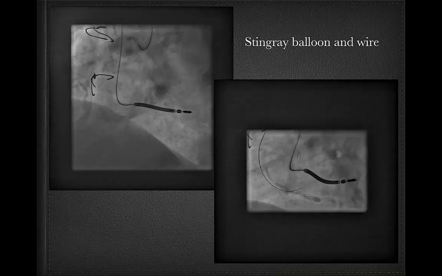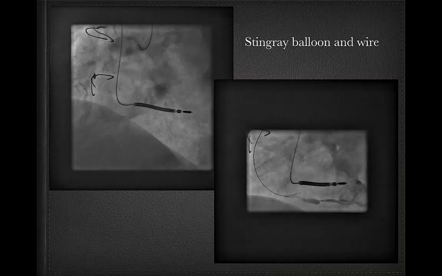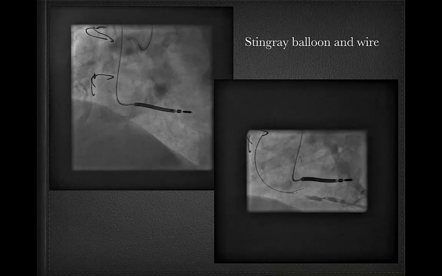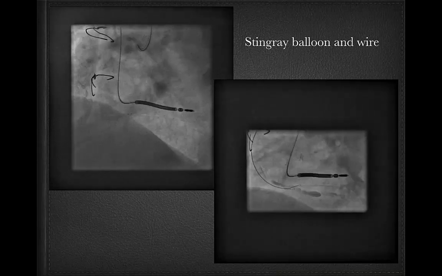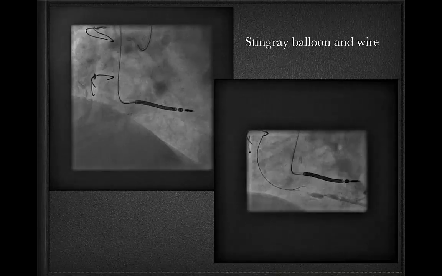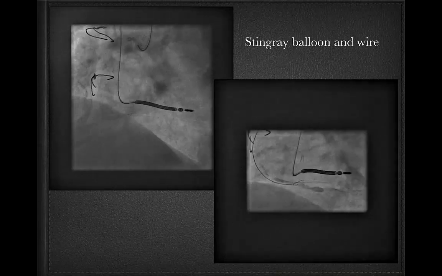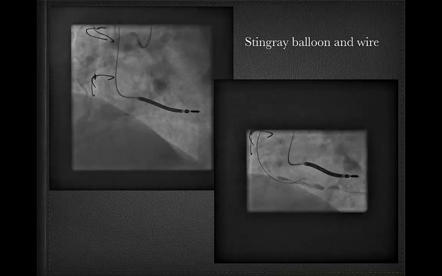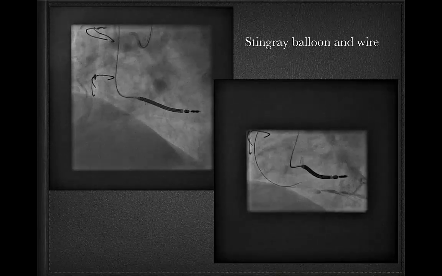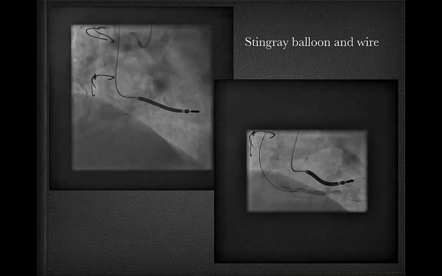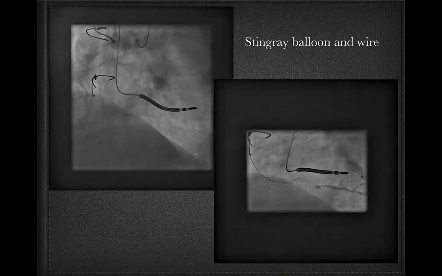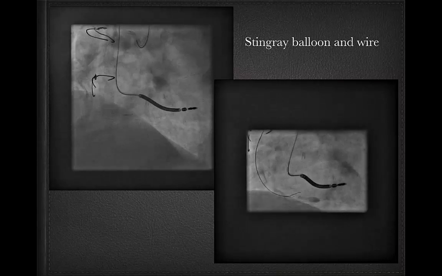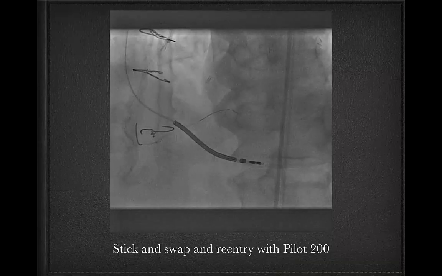Stingray. So with Stingray wire, now you select the upper hole and just push and try to feel the release. So I feel the release with the Stingray wire, and then with retrograde injection you can see that the Stingray wire is not inside the true lumen, but it passed through the lumen. So then turn with stick and swap technique.